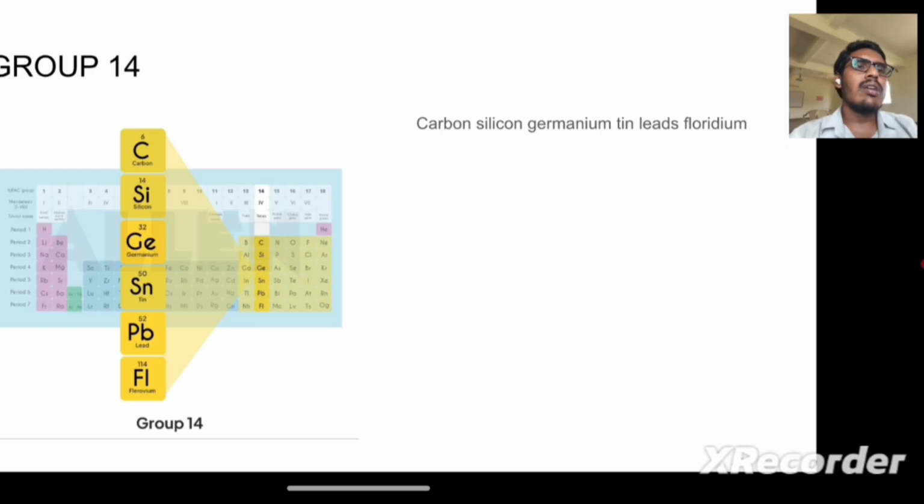Okay. Carbon, silicon, germanium. Tin leads flerovium. Leads refers to lead in the periodic table, of group 14. I hope you all can follow me.